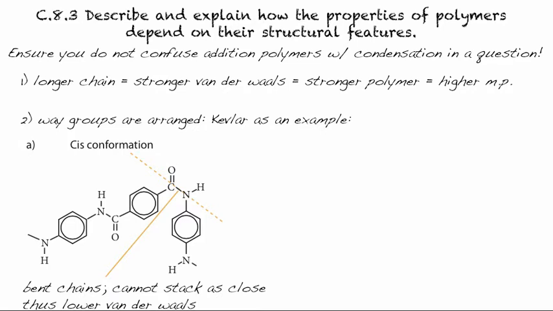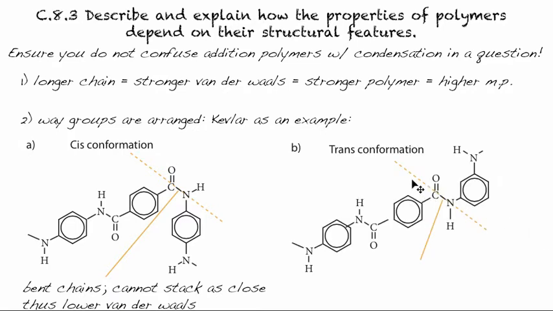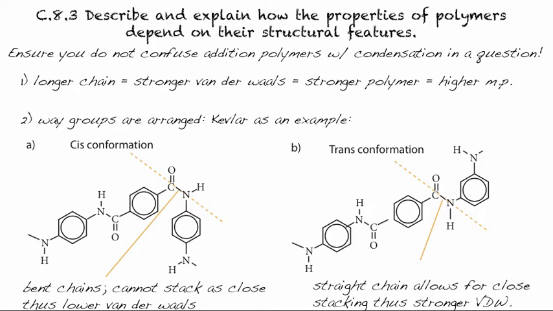So just to compare them at the same time, we can see here they continue in a straight chain. So there's some implications for that. Right here you could see that as they start to continue to link up, they're going to keep bending back up upon each other, and so they can't stack as close together. There's going to be large holes and gaps, and as a result we're going to have fewer van der Waals. So that's because of the way they're arranged.